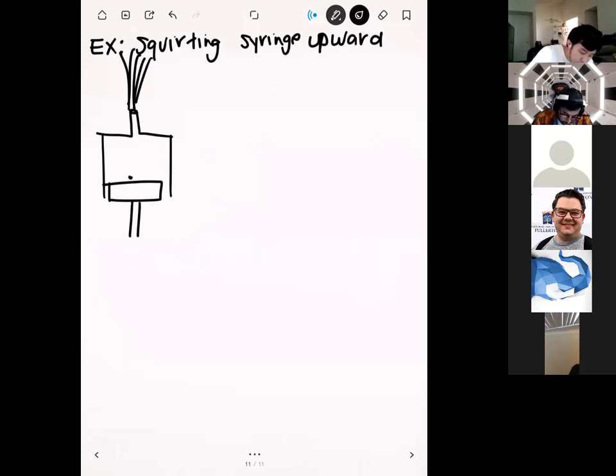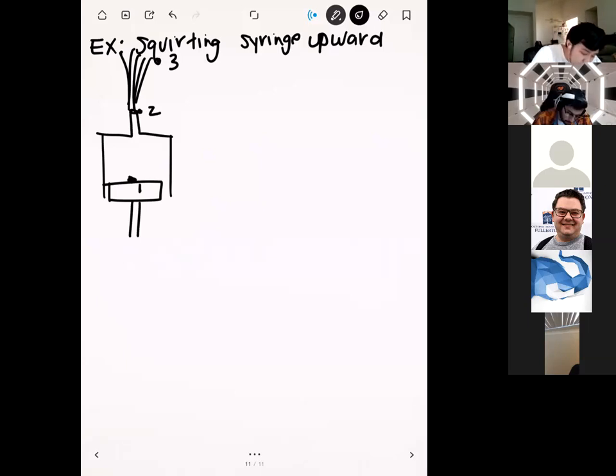So let's consider 3 different points. Let's consider one point at the plunger. We'll have another point at the nozzle, and then we'll have another point up here. I'm not going to put any numbers on this, so this is just an intuitive example. And so let's characterize all those 3 different energies that we talked about on the previous page.